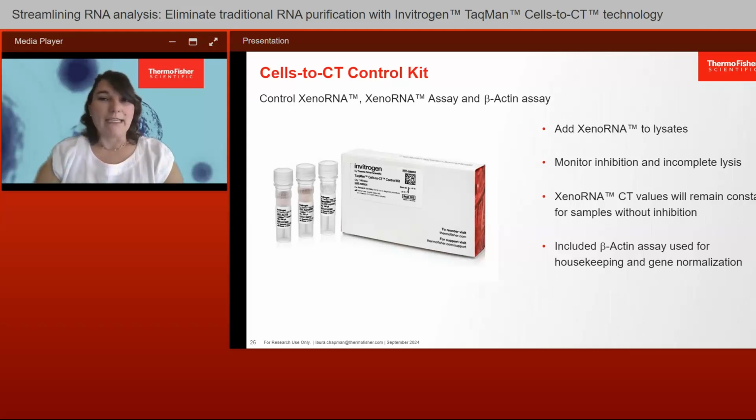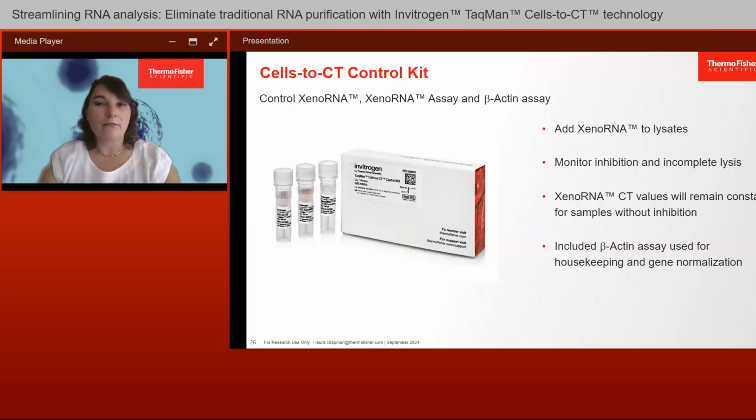And then the last specialty kit that I'd like to discuss is our cells-to-Ct control kit. As I mentioned, this includes a xeno-RNA, which is an RNA that has no known homology to any existing gene. And so you can use it to spike into your samples to look for inhibition or incomplete lysis. The xeno-RNA should have CTs that remain constant for samples that do not have inhibition. And I'll show you some data as to what that would look like in just a minute.